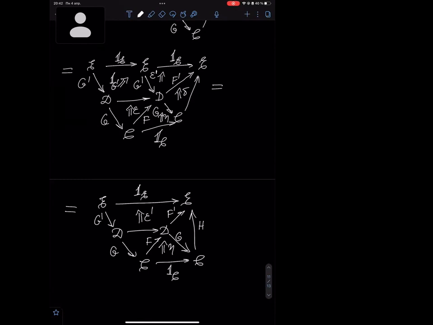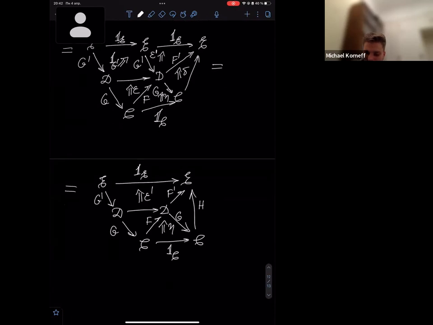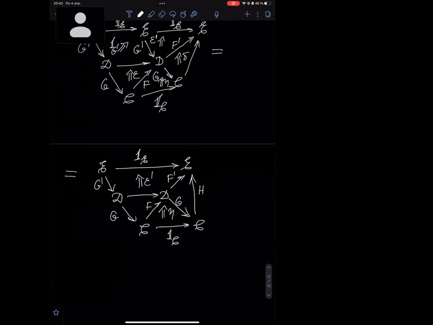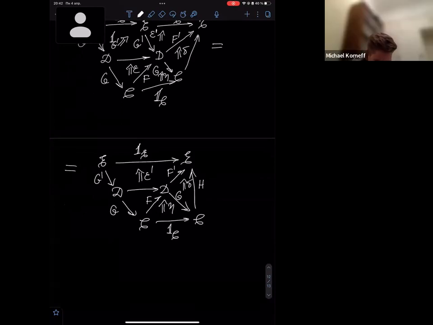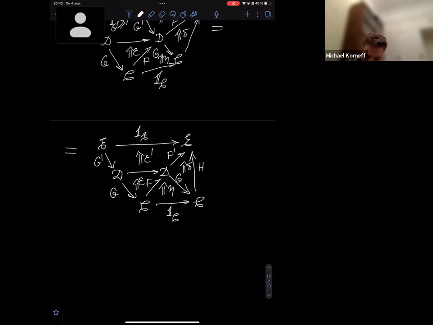Okay, and now this diagram gives us the factorization of the pair. Sorry, delta and epsilon. It gives us a factorization of the pair H and gamma through the composition of the functors F prime and F. We have the following factorization.